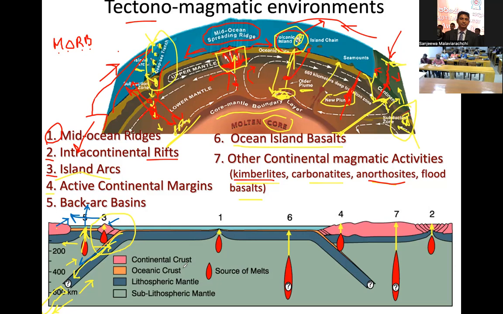Okay, so this is a flood basalt. Normally it's almost like intracontinental, but only thing is they are spread to a large area, right? Not along with the rift zones like this, right? It's just a rift area where you have a rift type of basalts. Okay, so this is the basic type of an introduction about this tectonomagmatic environments.